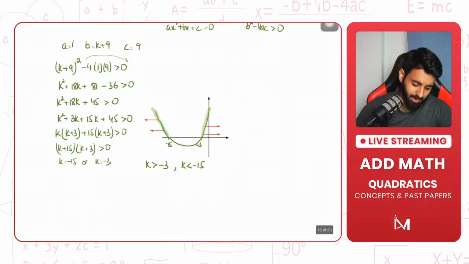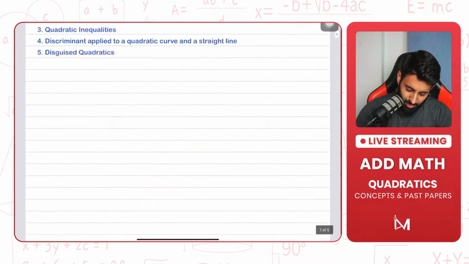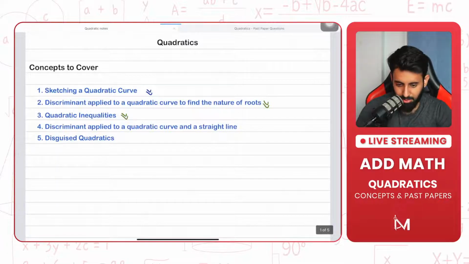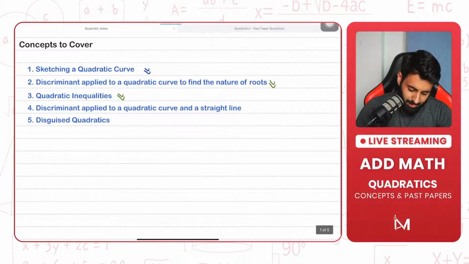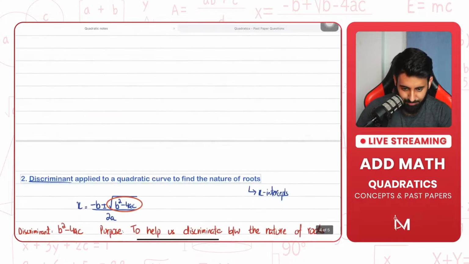All right, now let's do the second to last concept of quadratic equation. So we're kind of done with this, and we're done with quadratic inequalities as well. Let's see how a discriminant is applied to a quadratic curve in a straight line. Now this isn't any different from concept number 3.